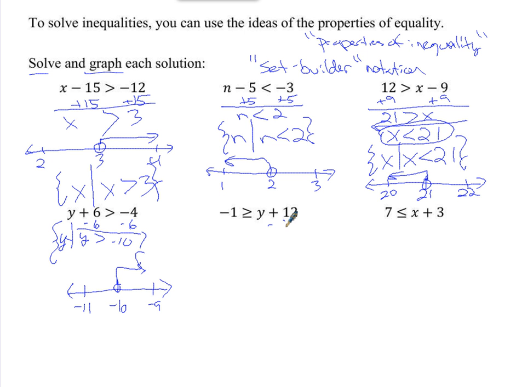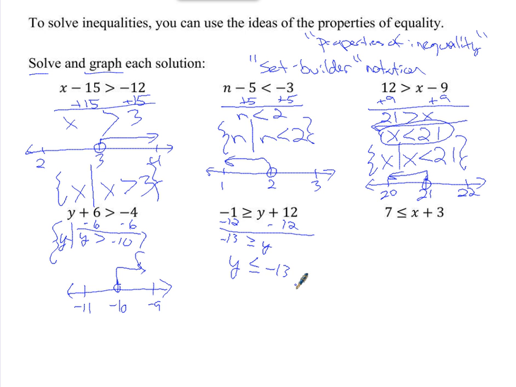Next one, what do we do? Got to subtract 12 from both sides, good. And that gives me negative 13 is greater than or equal to y. But that's in the wrong order, so I got to read this backwards. If it says negative 13 is greater than or equal to y, then if I read it backwards, it says y is less than or equal to negative 13. So then I just write that down. Y is less than or equal to negative 13.